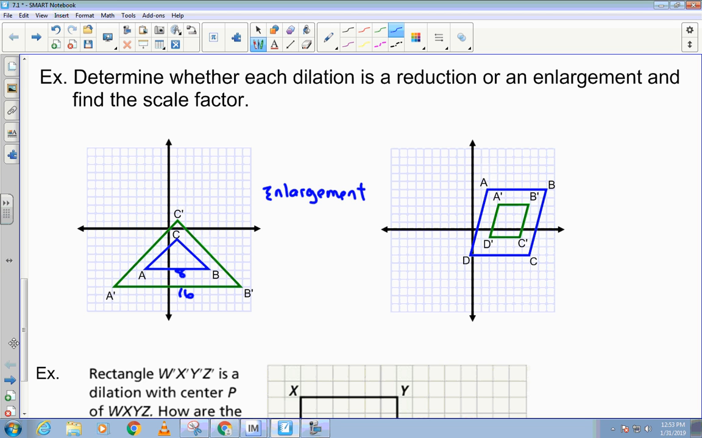Okay? And so how do we find the scale factor? 16 over 8. Okay, it's image over pre-image, which means the scale factor is 2. Okay, what about this one? Is this an enlargement or reduction? This one's a reduction, right?